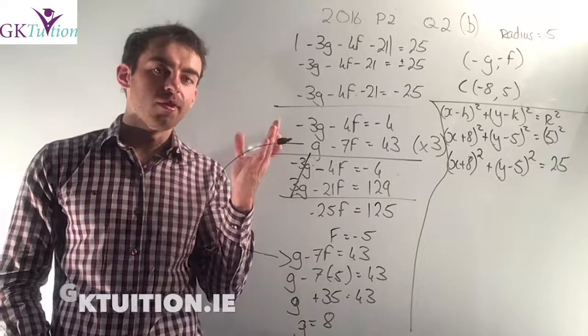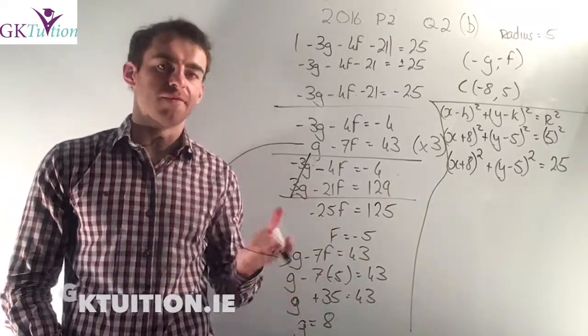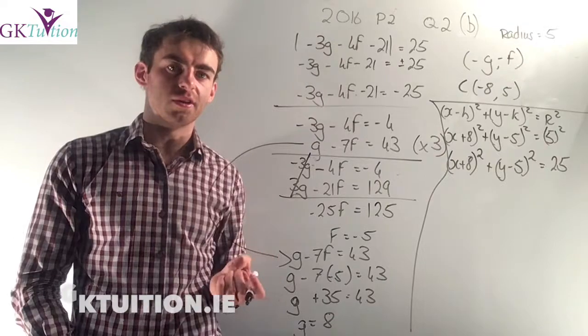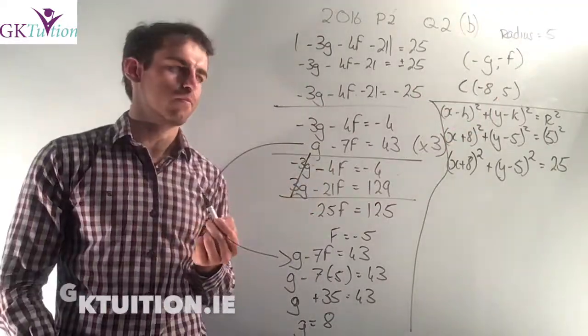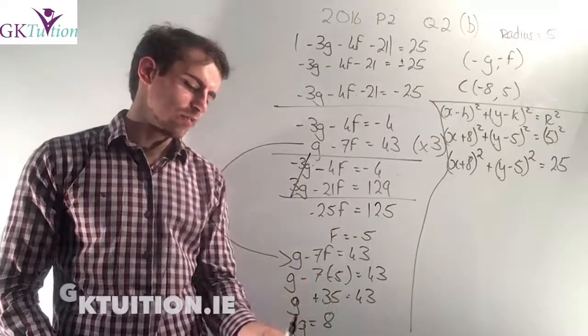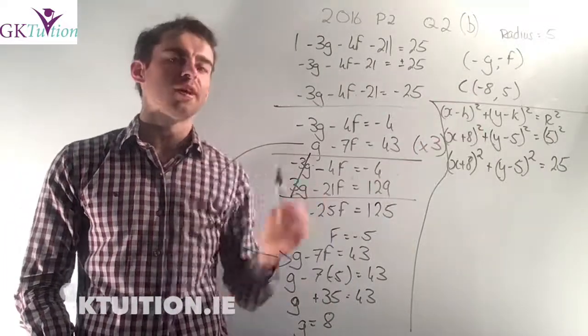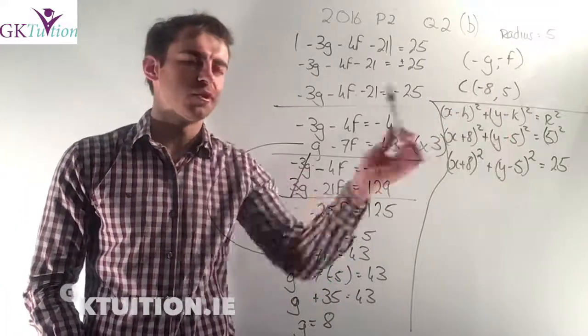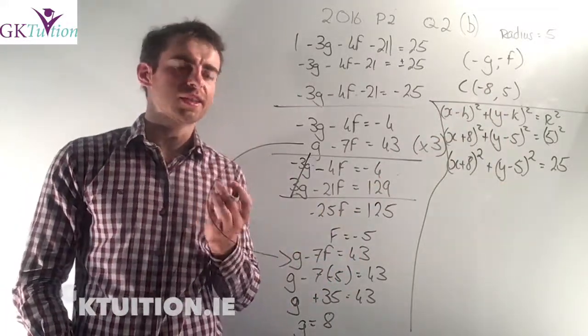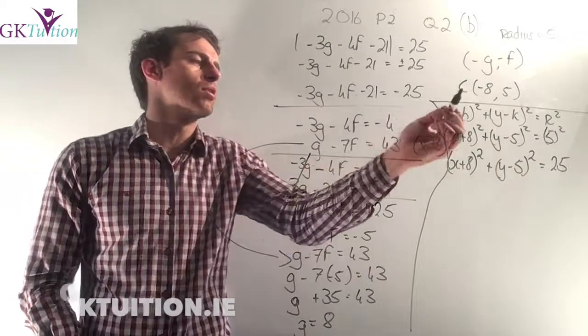Okay, remember that I don't actually want g or f. I want the center of my circle. The center of my circle is (minus g, minus f), which means that minus g, if g is 8, means that minus g is minus 8. If f is minus 5, that means that minus f is plus 5. So in this scenario, the center of my circle is (minus 8, 5).